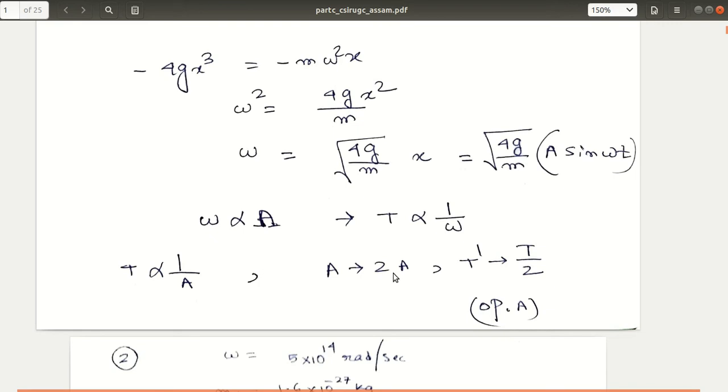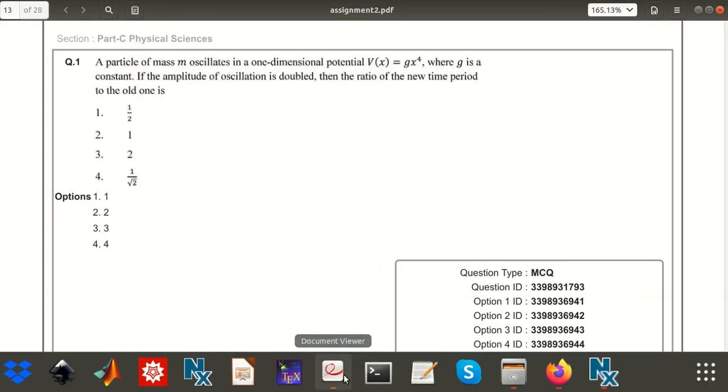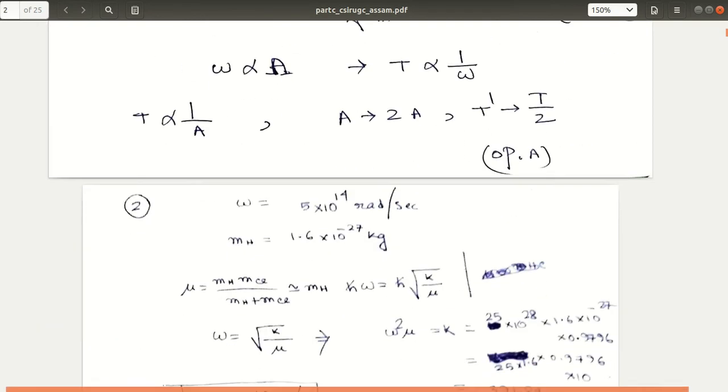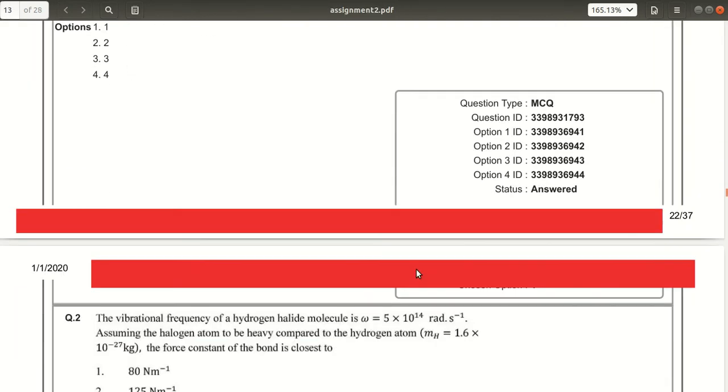So as a becomes 2a, T prime will become T by 2, right? So option A will be correct, because it is half. a becomes 2a and this becomes T by 2. So option A. Let's have a look at the next question.